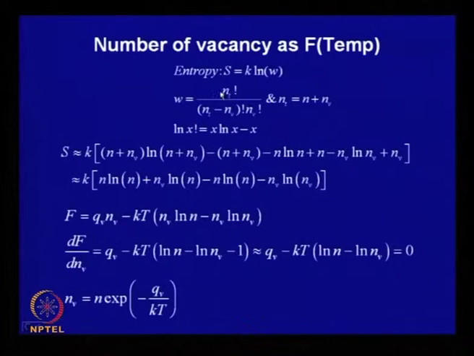So, the total number of sites can be arranged in factorial N_T ways, and since these atoms are indistinguishable, N_T minus N_V is the number of atoms, and they are totally indistinguishable. Therefore, the number of arrangements is reduced by this factorial, and the vacancies are also indistinguishable. Entropy has a relationship with the way these arrangements can be made, which is shown here. Entropy is equal to k times ln W.